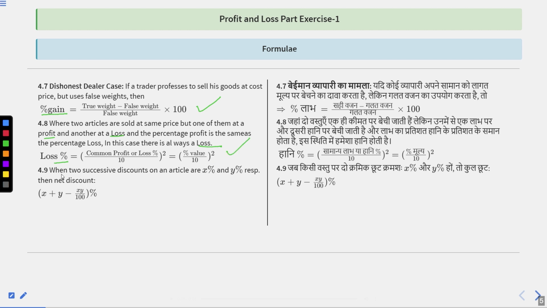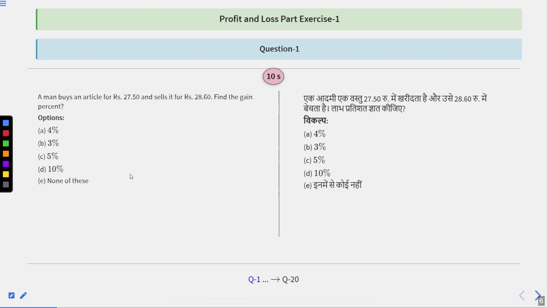Next one is when two successive discounts on an article are X percent and Y percent respectively. Then what is the net discount? We can say X plus Y minus XY upon 100 percent. Then we get the successive discount directly. Clear? Now see the first question.